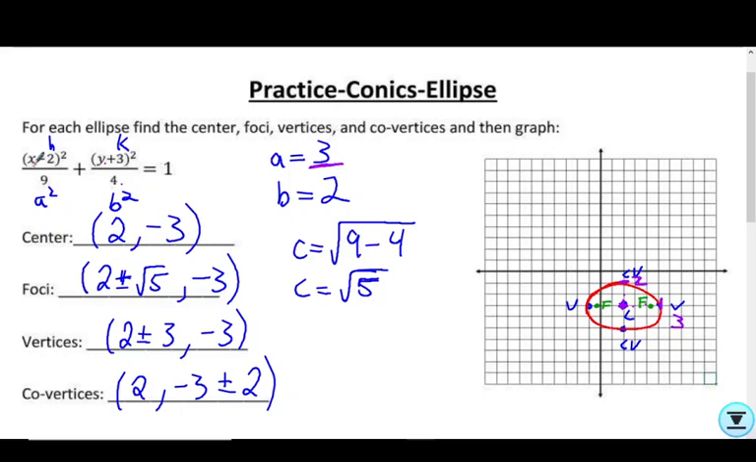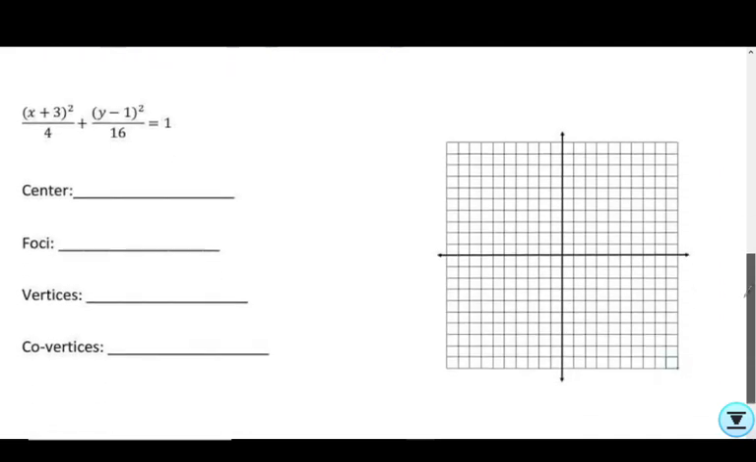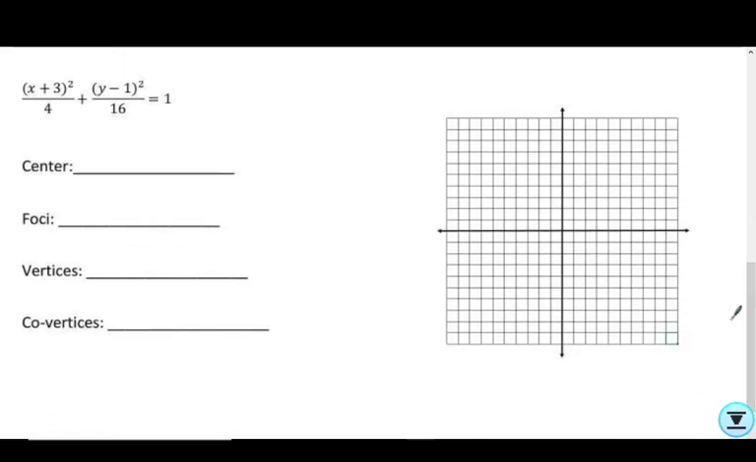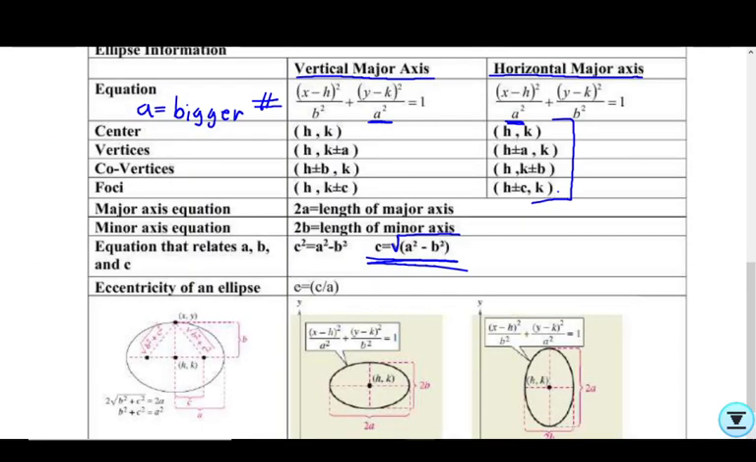Now the second one, we're looking at this one. A is the bigger number, so this is my A squared. So A is 4. This is B squared. So B is 2 again. My center is at (H, K), so my center is at (-3, 1). This is a vertically major one because A is under Y. So we're using these equations here.